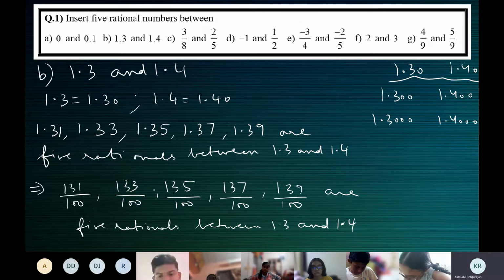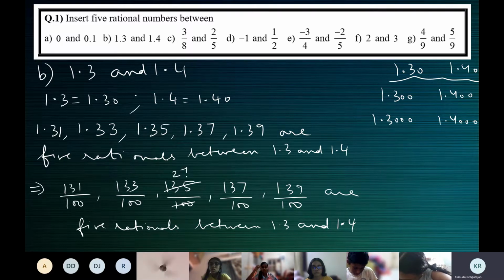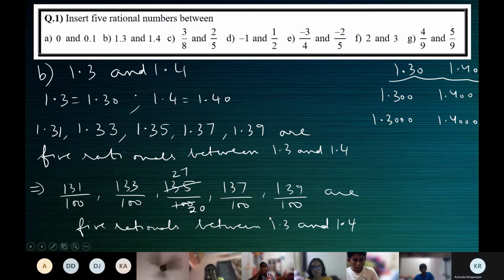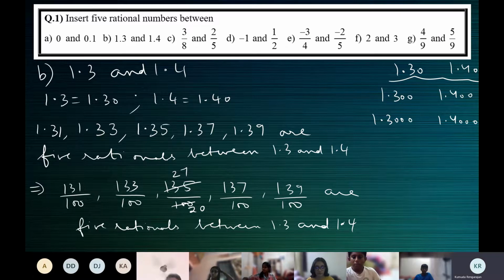Now you can simplify this. You need to simplify this in the tables of 5. 5 twos are 10, 5 sevens are 35, and this one is 5 twenties are 100, so 27 by 20. Is it clear, children? Yes, ma'am. All right.